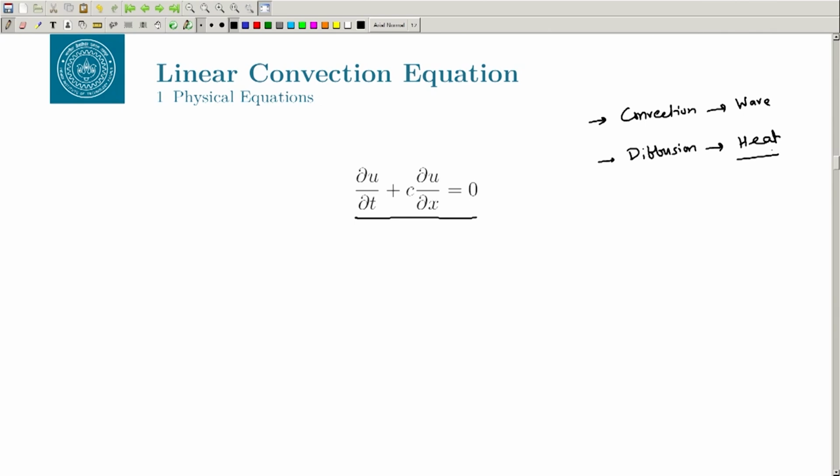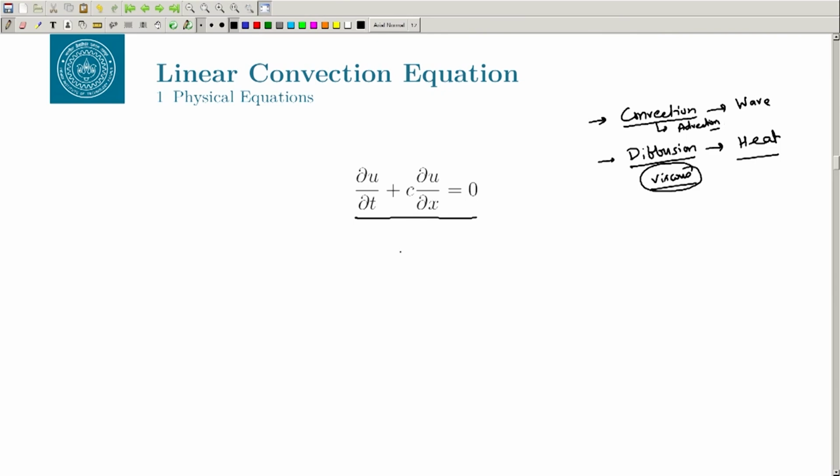These two equations have played a big role in devising schemes which can be used for the Navier-Stokes equations, because the viscous term emulates the diffusion process, and your advection term, because you have the partial u by partial x, is dictated by the convection equation, although it is a non-linear convection. So, how is it related to the wave equation?